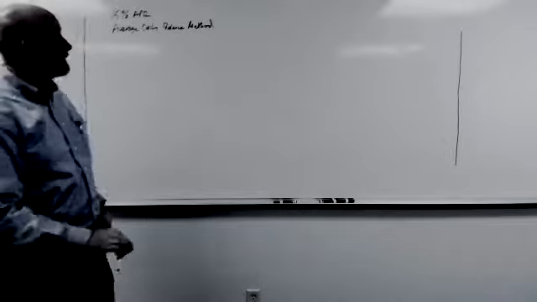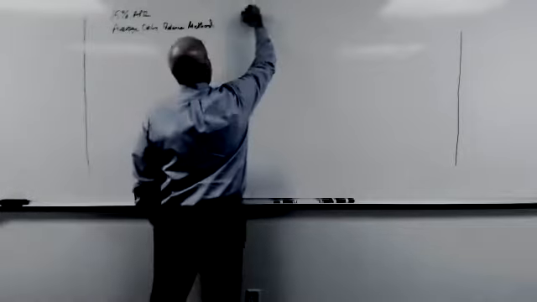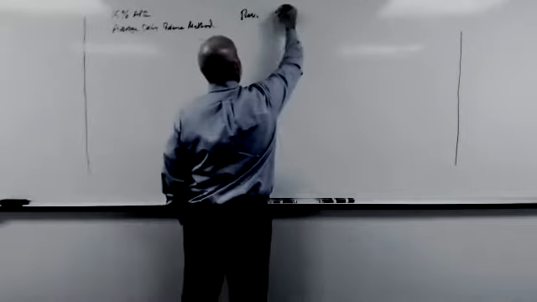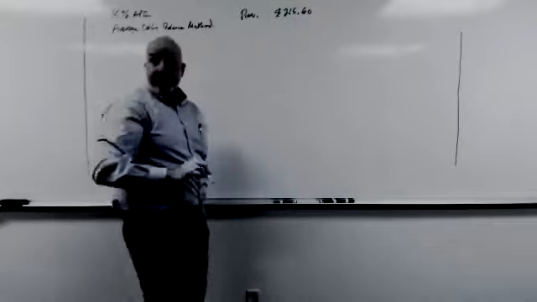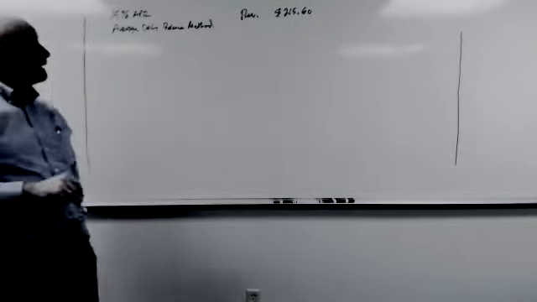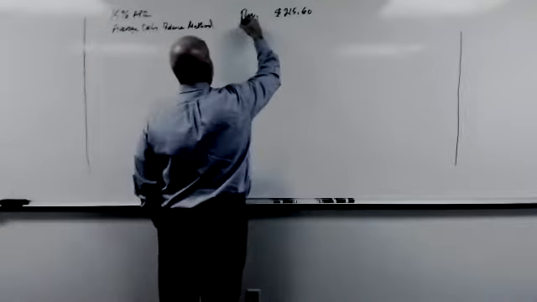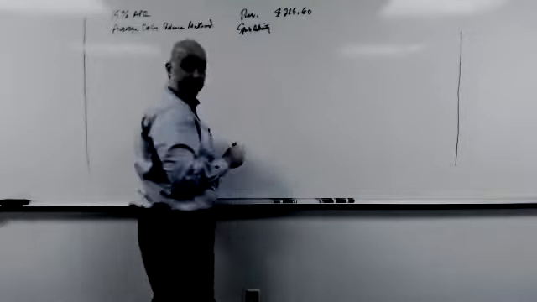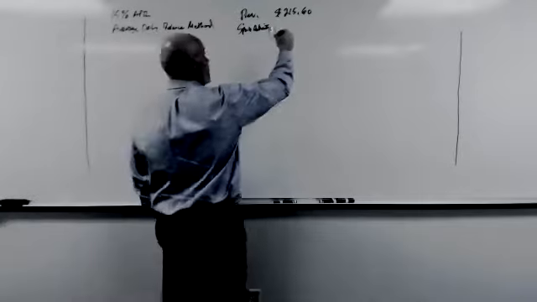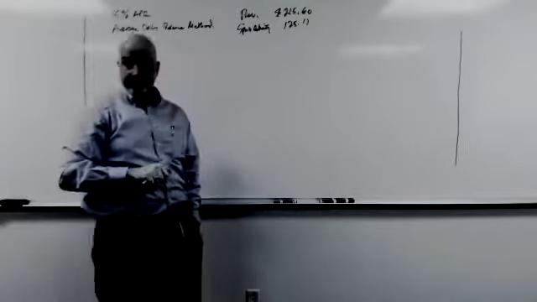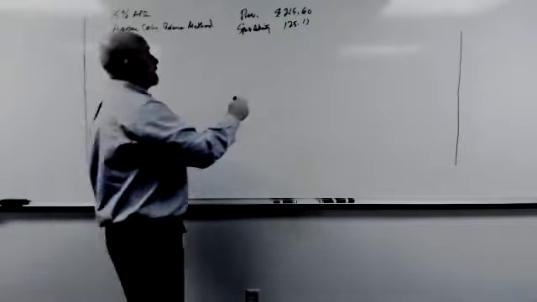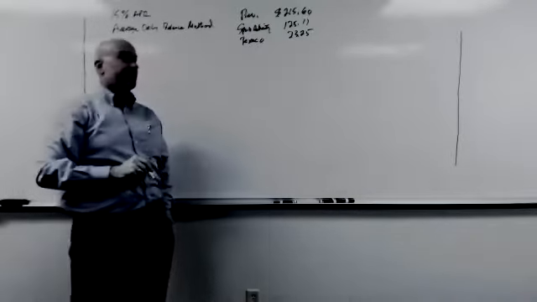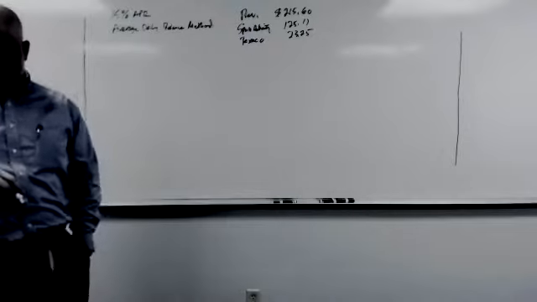Okay, let's look here. We'll start with the previous balance, and I'm going to say it's $215.60. And he went to Sports Authority in golf season, and he's going to make a purchase of $125.11. Stops and gets gas at Texaco for $23.25.